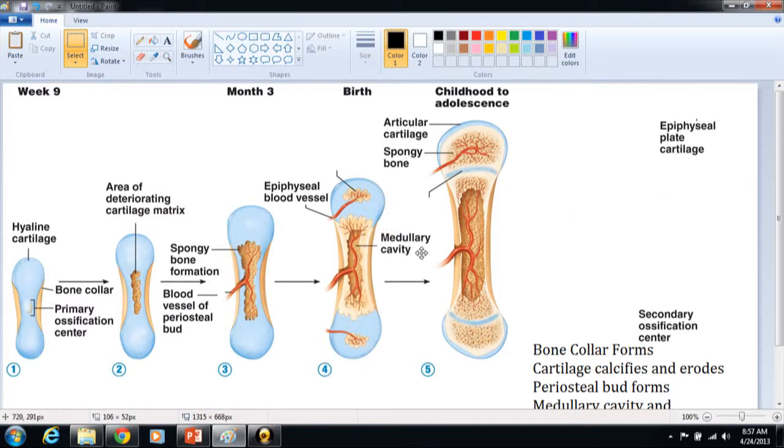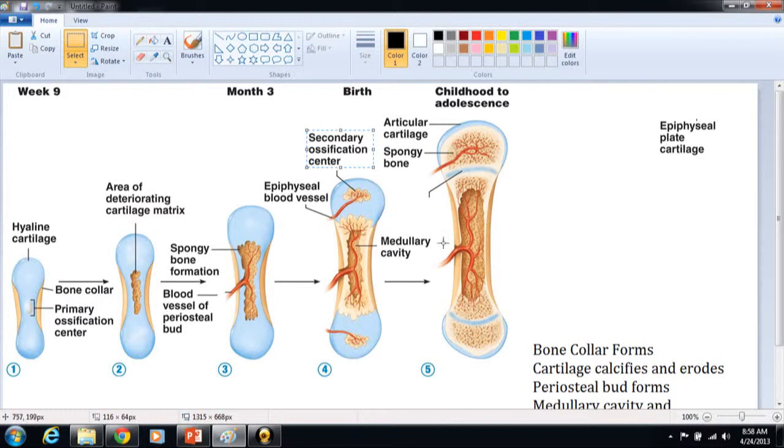Okay, and the next step, that creates the medullary cavity. The periosteal bud makes this cavity, and you now have thick, compact bone on the inside of the bone collar that was formed in the first step, as well as secondary periosteal buds going into the epiphyses, or the ends of the cartilage, to make the secondary ossification centers. If it has two epiphyses on the bone, then you have two secondary ossification centers.